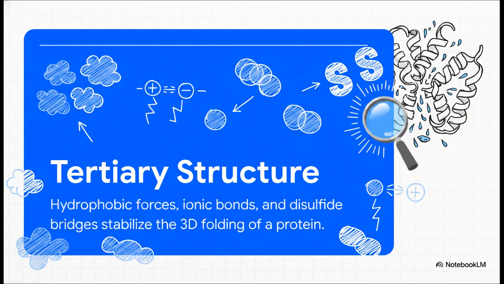Now, why do they fold this way? Well, it's all driven by highly specific biochemical forces. We're talking hydrophobic interactions that push nonpolar chains right into the core, alongside electrostatic bonds, hydrogen bonds, and covalent disulfide bridges. These aren't just random. They are absolute prerequisites for biological activity. Literally, without these specific forces stabilizing that tertiary structure, the protein is completely useless to the cell.